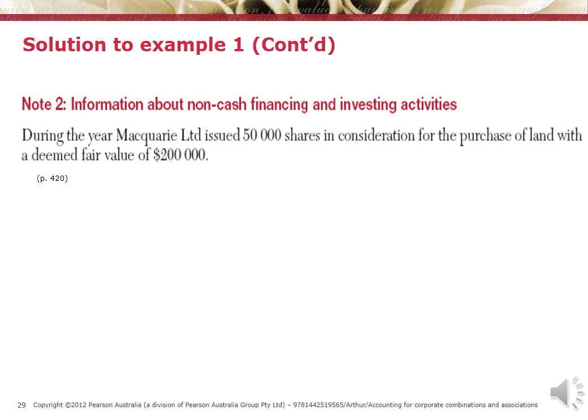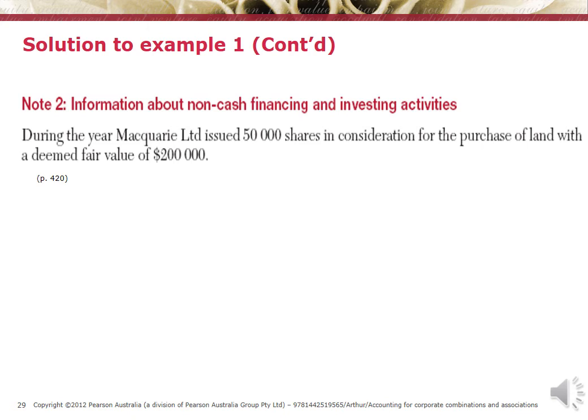So one of the major events that happened in this question was that during the year Macquarie issued 50,000 shares in consideration for the purchase of land which was deemed to have a fair value of $200,000, and we saw that within the consolidated statement of changes in equity on slide 24, and it was also mentioned on slide 25 within additional information A.